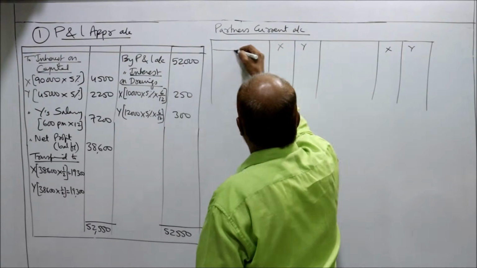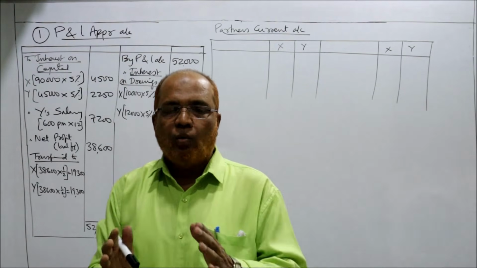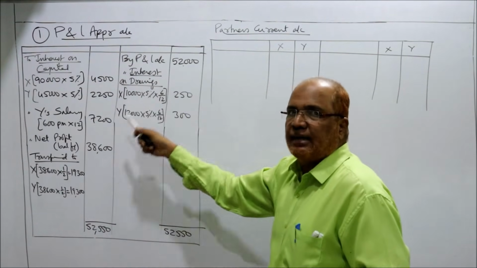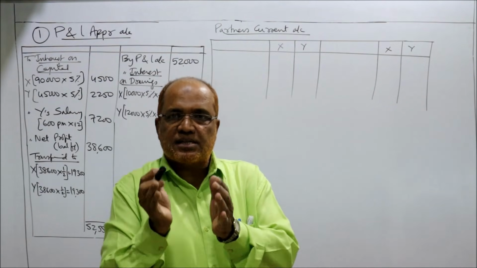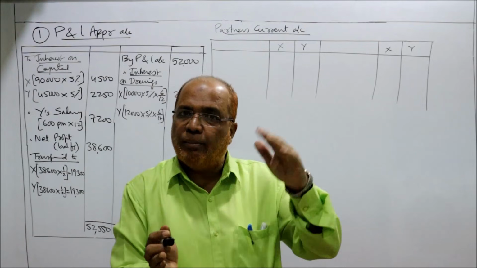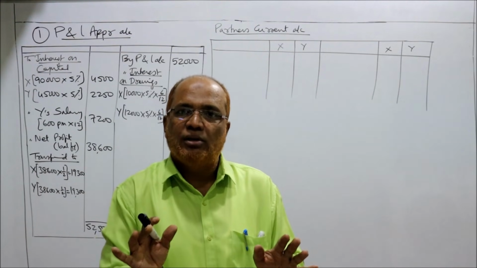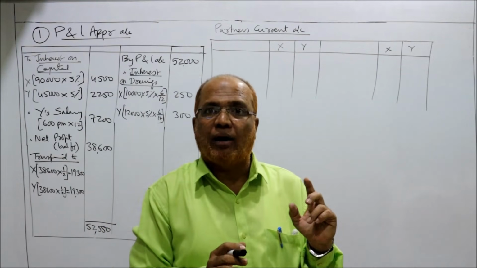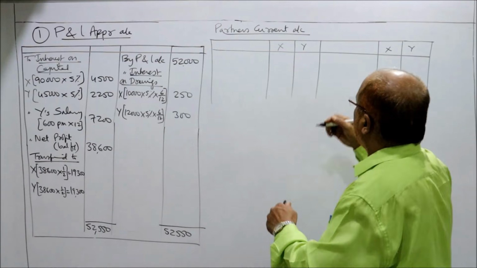X and Y. Now see here, in the current account, whatever debit side items are there, we will take them on the credit side. This is a new business started this year only. It's not coming from the previous year, so we don't have any balance in the current account. We have the balance only in the capital account. So in the current account, we don't have any balance. Take the amount on the credit side.